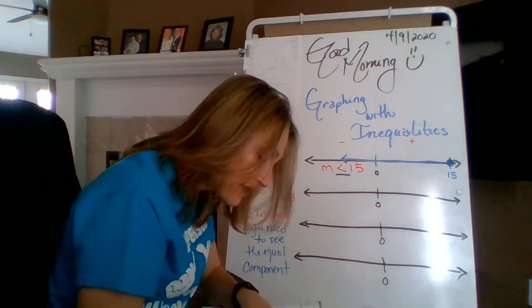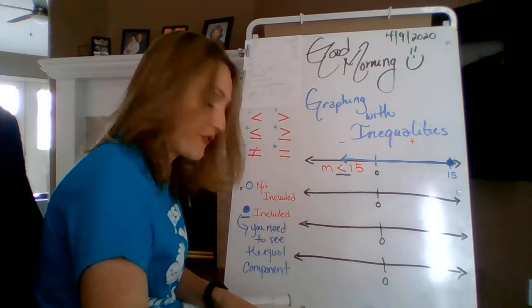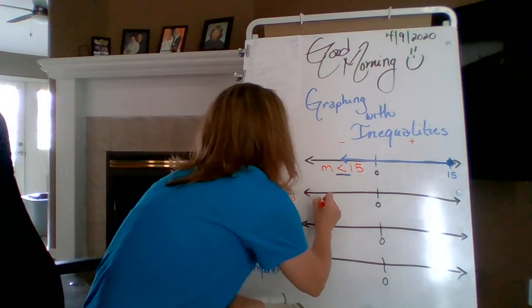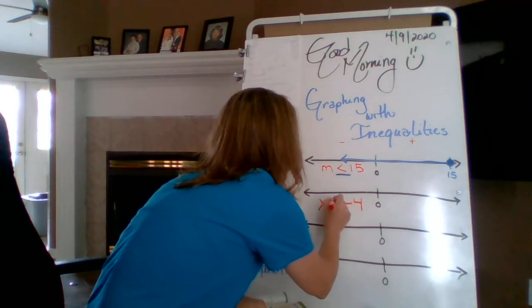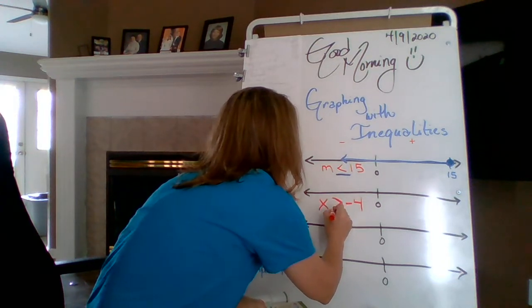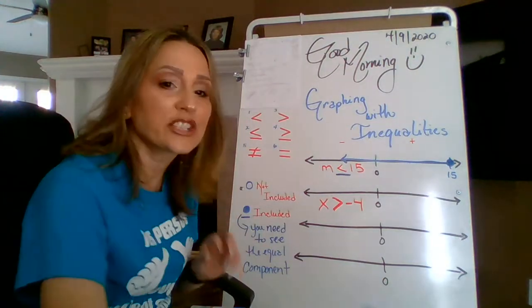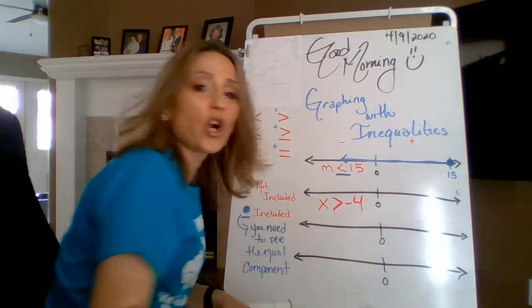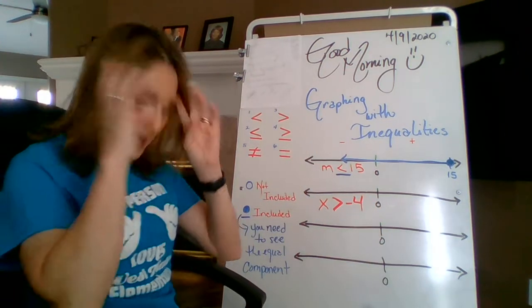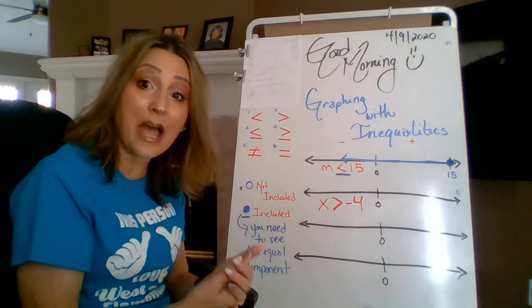Now let's take a look, see if I can find a negative number. Here's one. Use a different marker. x is greater than a negative 4. Now, your sixth graders know how to analyze positive and negative numbers.